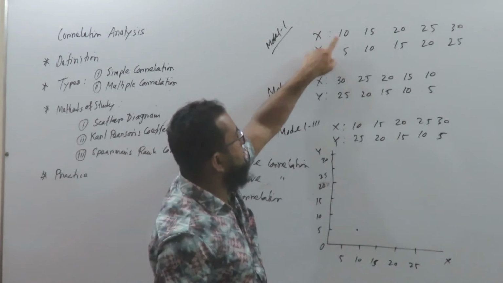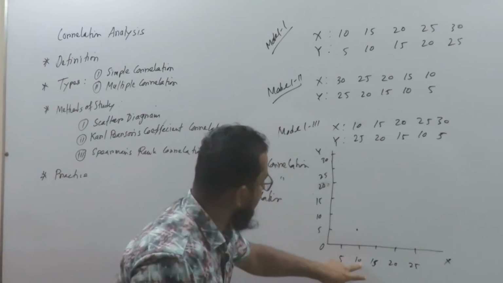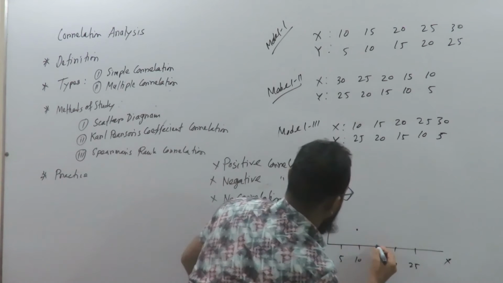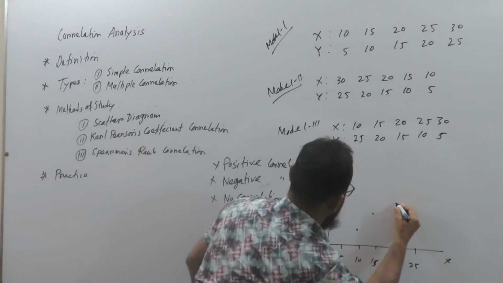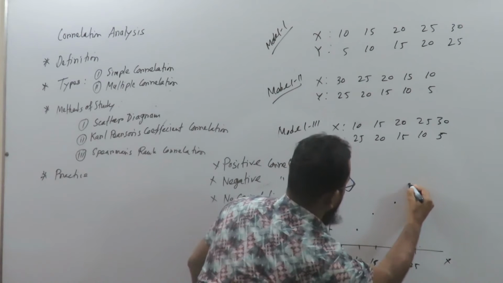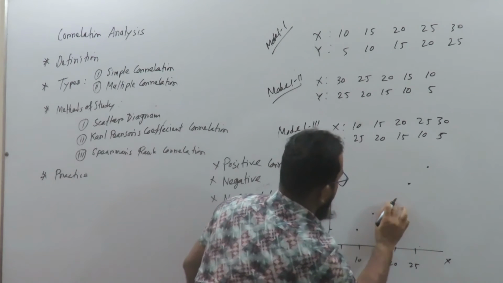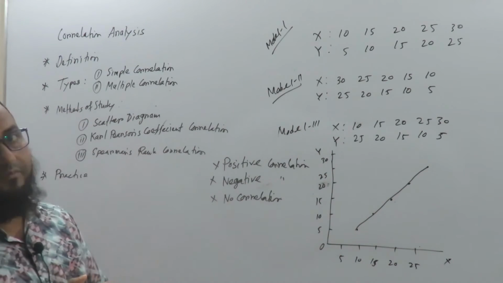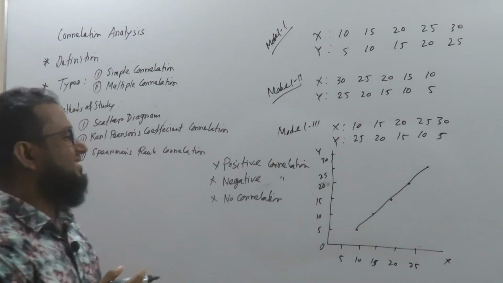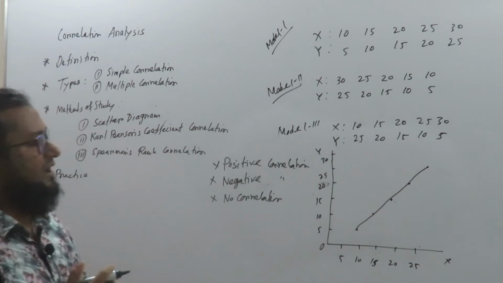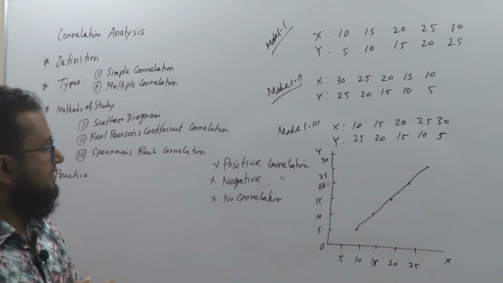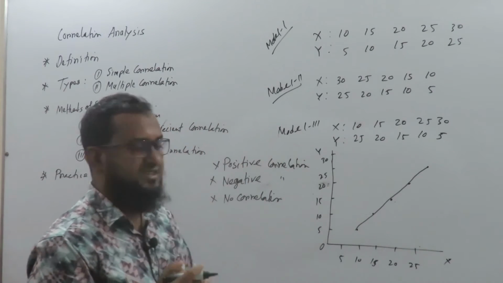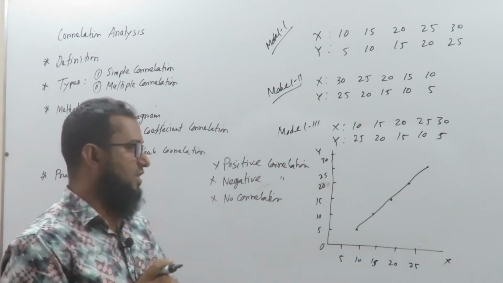When considering 10, just denote y. Considering 15, just denote 10. Same as that, look, this is known as a scatter diagram. This graph emphasizes that there is a positive correlation between x and y. This upward trend means there is a positive correlation between x and y.